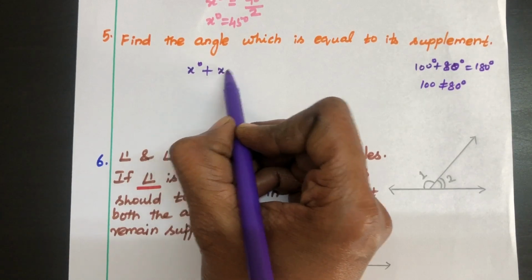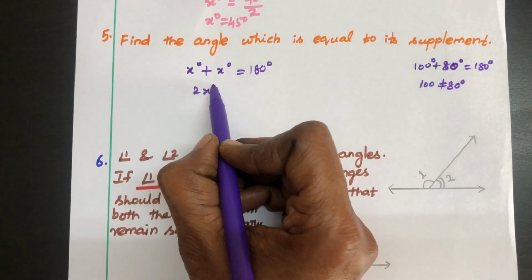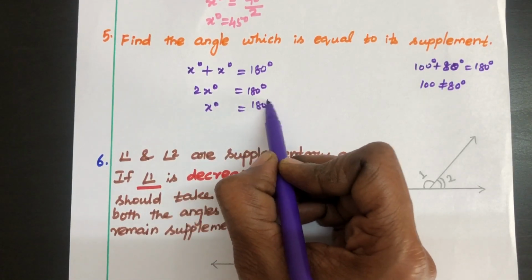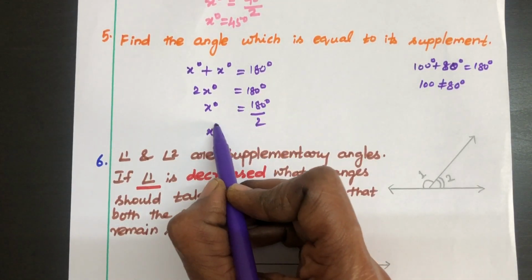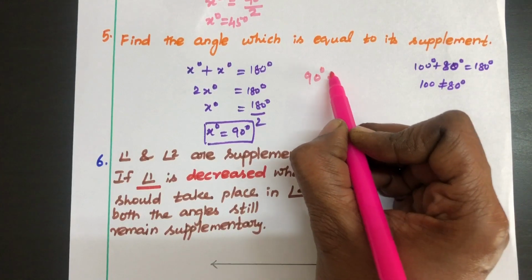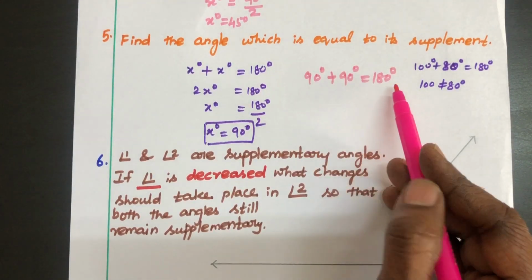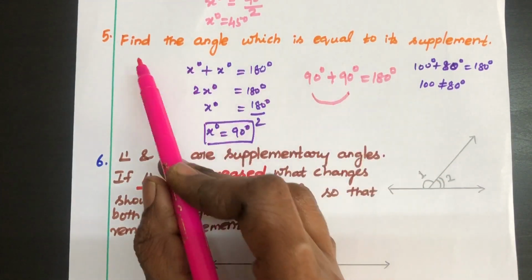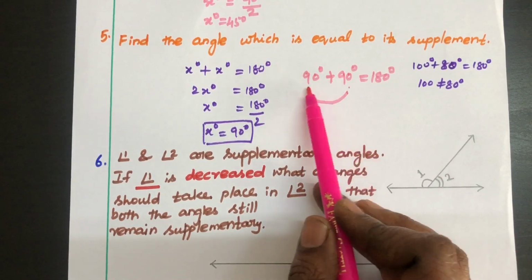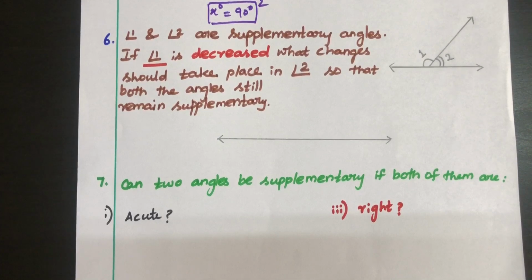x degree plus x degree. If you add two equal angles, it should give you 180 degree. See here, 2x degree is equal to 180 degree. x degree is equal to 180 degree divided by 2. Therefore, x degree is equal to 90 degree. 90 degree is supplement to another 90 degree because the sum gives you 180 degree. So, both are supplementary angle. We already found the angle 90 degree which is equal to its supplement because the addition of both the angles gives you 180 degree. That's sixth question.